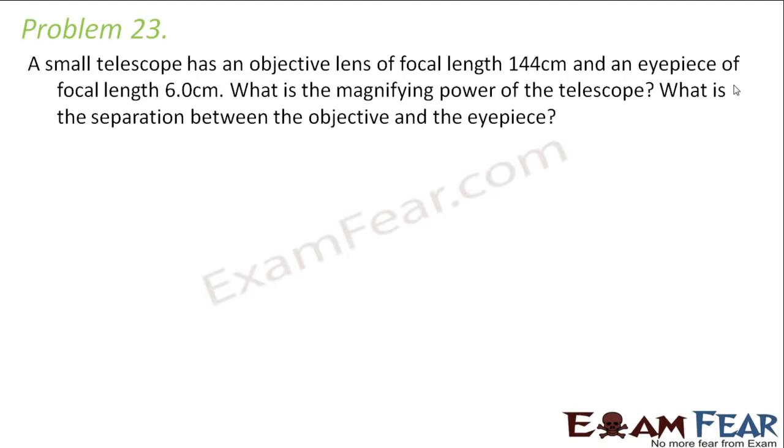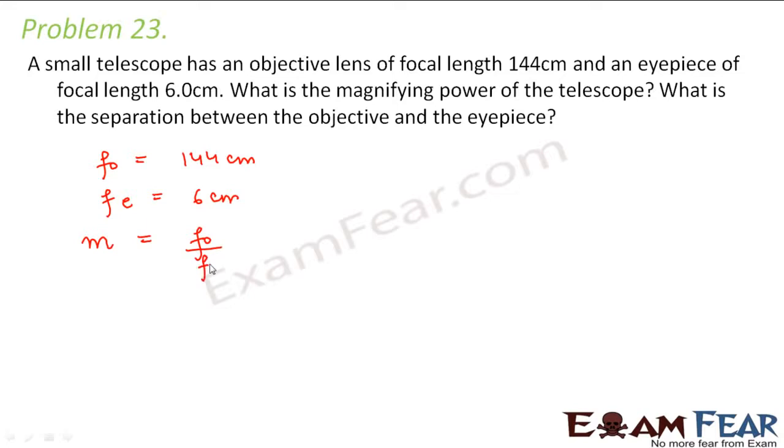What is the magnifying power of the telescope? So how do we calculate the magnifying power of a telescope? Here, the focal length of the objective is given as 144 centimeters. The focal length of the eyepiece is given as 6 centimeters. We already calculated that the magnifying power of a telescope is given by FO by FE, which is equal to 144 by 6, that is 24. So this is the magnifying power.